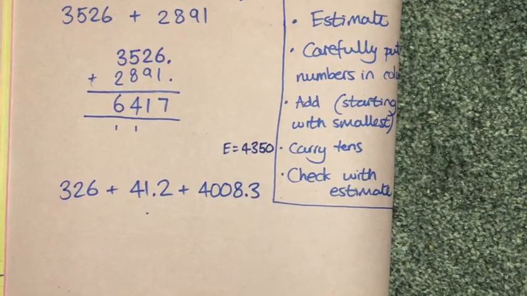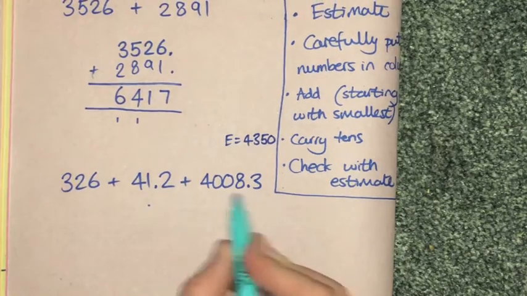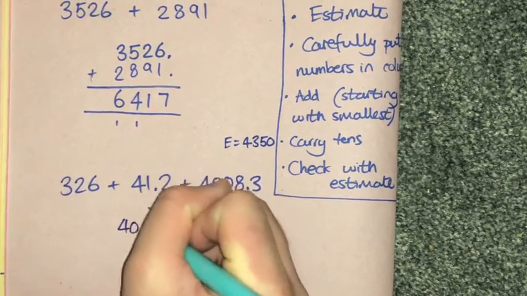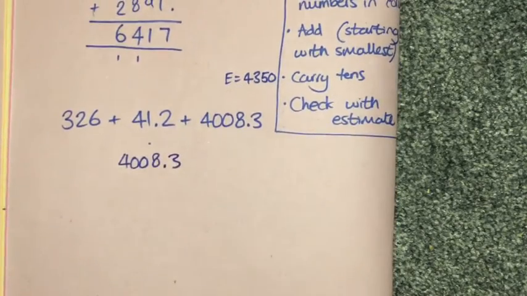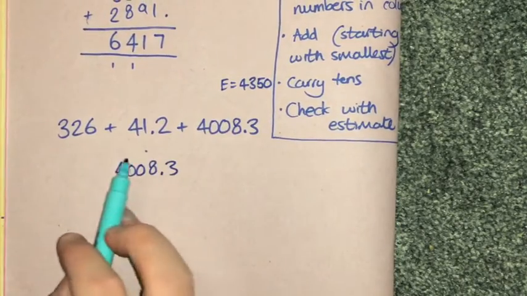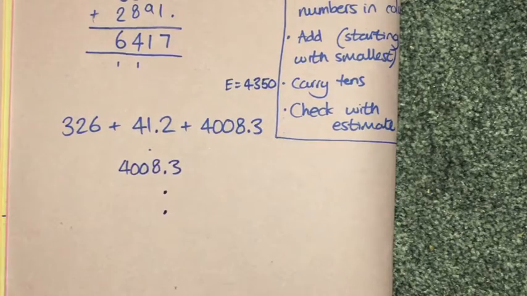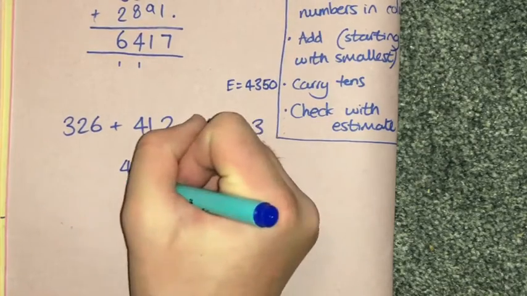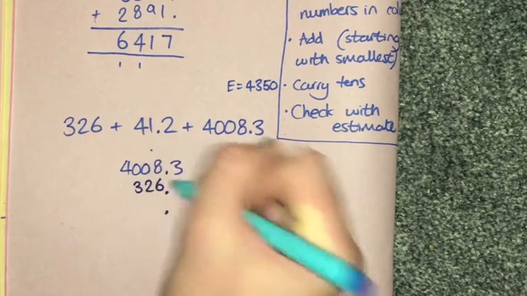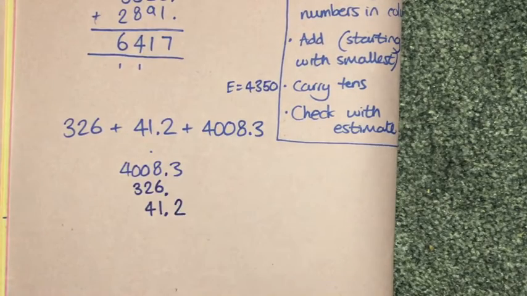Okay, so I'm going to put them in columns. Now, when we're doing addition, I always like to put the biggest one first. So I'm going to start with this, 4,008.3. Just move it up a bit. Add. Now, this is where we need to be careful. So I'm going to put the 326. If I put my decimal points in straight away, hopefully that'll help me put 326 in the right place. So it's going to go in here. And then 41.2 again, if my decimal point's there, it'll help me put it in the right way.